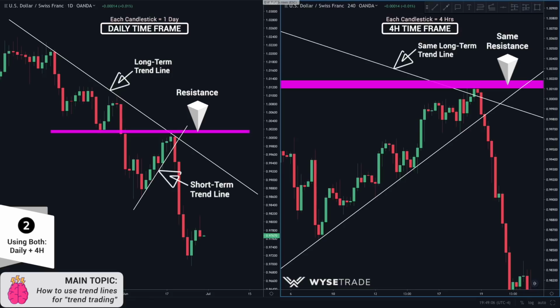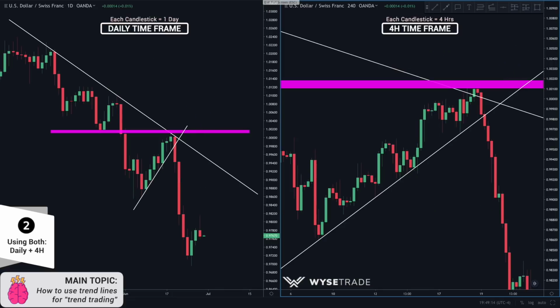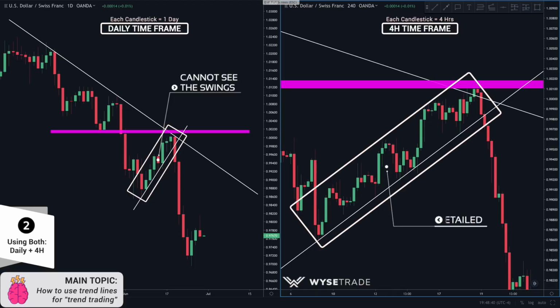Here is the short-term trend line on the daily time frame, and here is the same short-term trend line on the 4-hour time frame. On the daily time frame short-term uptrend, you couldn't see much, but now in contrast, on the 4-hour time frame, you can see so much more detail. You can actually see the swing highs and swing lows of price.